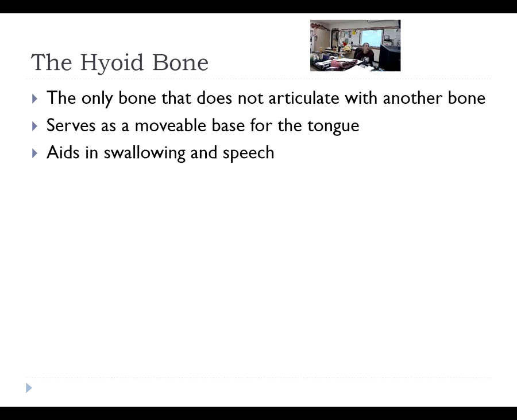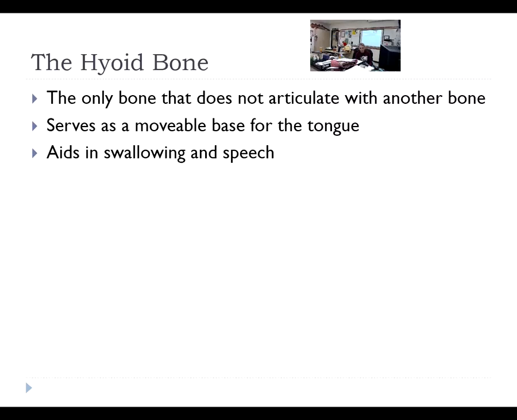Okay, the hyoid bone. This is the only bone in our body that doesn't articulate, connect, join, and move with another bone in our body. It's kind of on its own, and you'll see it on the skeleton. It looks like it's just hanging there, in the middle of nowhere. That's because it's connected with other things besides bone.